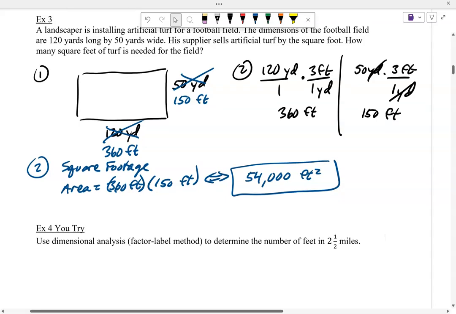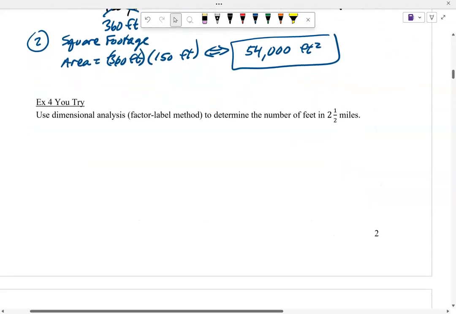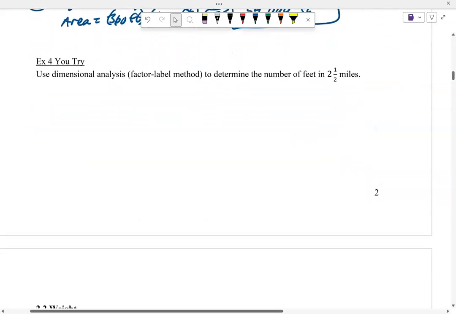All right, let's go ahead and do, you guys go ahead and try this one. Use dimensional analysis to determine the number of feet in 2.5 miles. And remember, there's 5,280 feet in a mile.